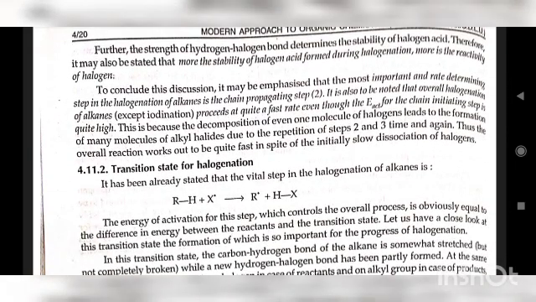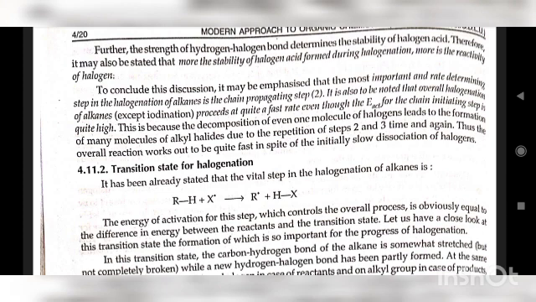Further, the strength of the hydrogen bond determines the stability of halogen acids. Therefore, it may also be stated that the more stable the halogen acid forming during halogenation, the more reactive the halogenation. To conclude this discussion, it may be emphasized that the most important and rate determining step in the halogenation of alkanes is the chain propagating step 2.